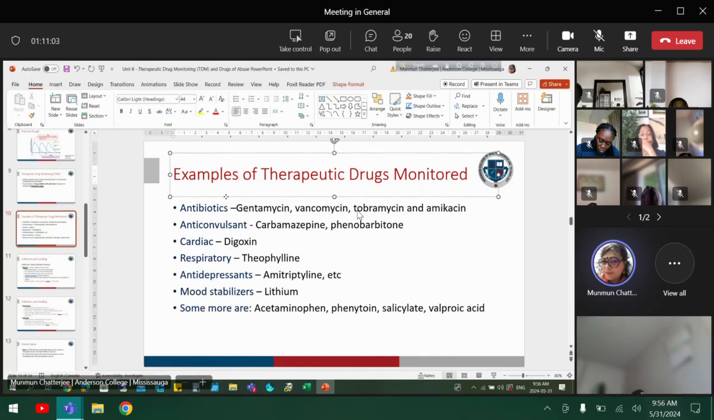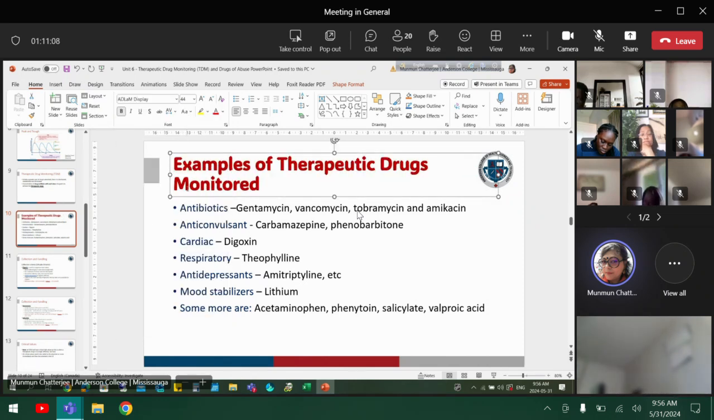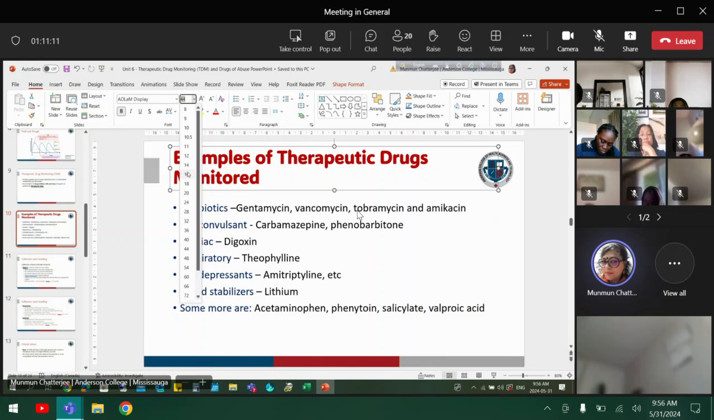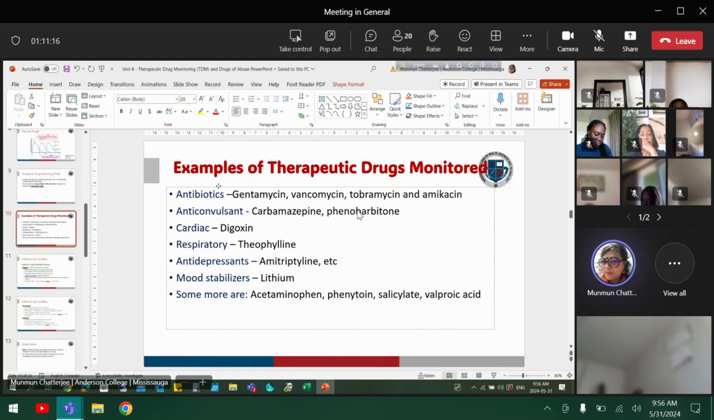Here are a couple of examples of therapeutic drugs that are used for monitoring. Some antibiotics: gentamicin, vancomycin. You have to remember these because they are going to ask some questions, such as which drug is under therapeutic drug monitoring. They will give a lot of permutations and combinations, and ask which one is not a therapeutic drug or which one is. Okay, under antibiotics: gentamicin, vancomycin, tobramycin, amikacin.